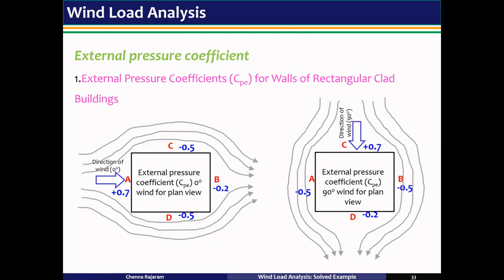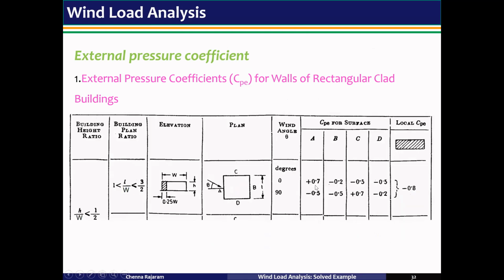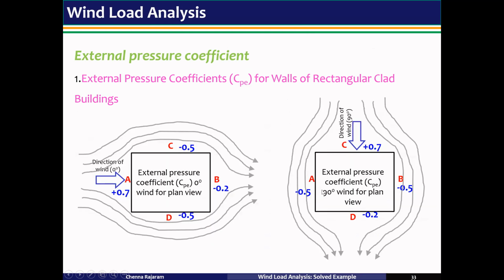Now a diagram is explained in detail. This is the direction of the wind, that is 0 degrees, and the external pressure coefficients at A, B, C, and D are as follows. At A the external pressure coefficient is plus 0.7, at B it is minus 0.2, and at C and D the external pressure coefficients are minus 0.5. Now the same values you can see here: plus 0.7, minus 0.2, and minus 0.5 at C and D.